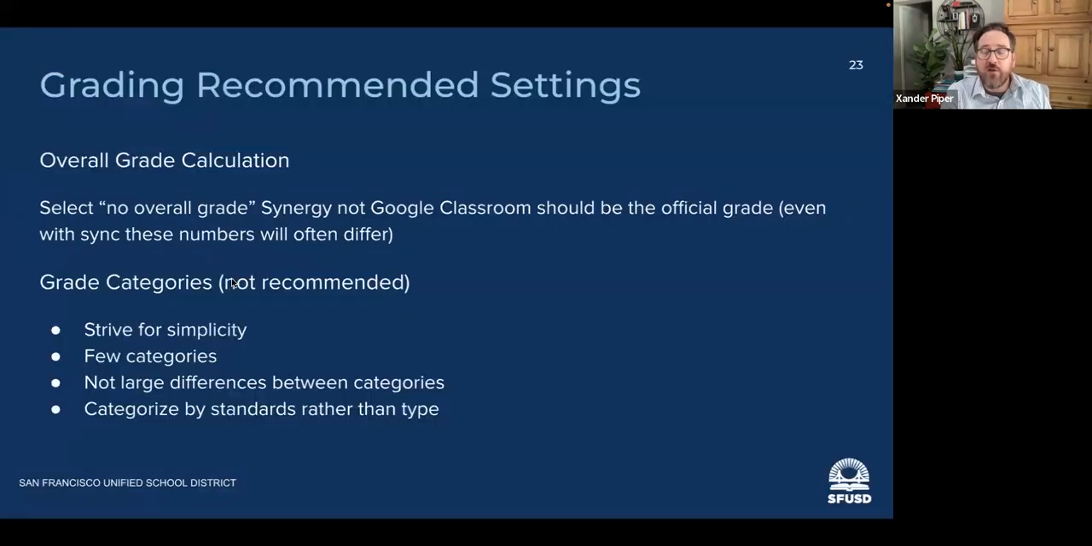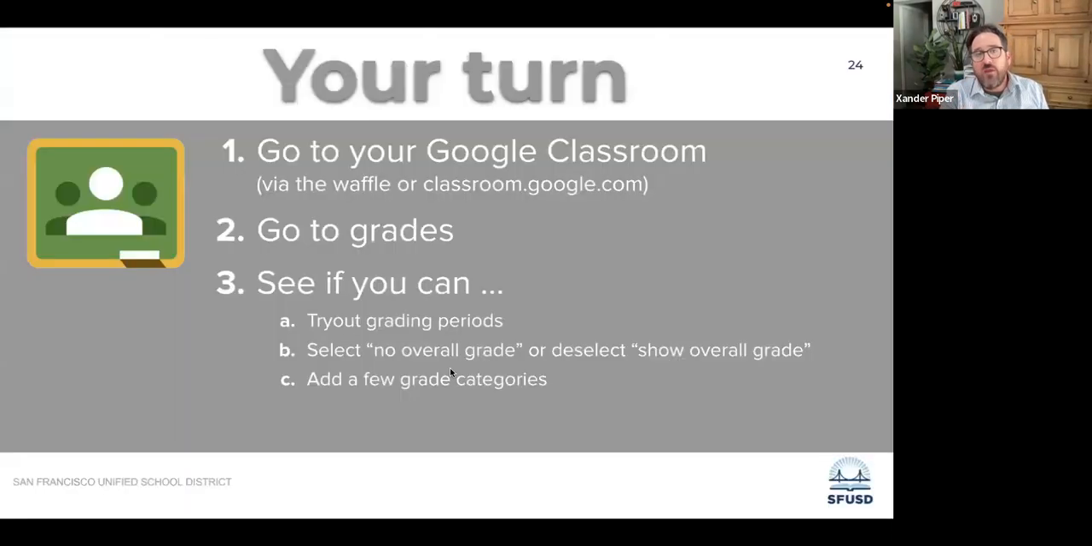Okay, and so just as a reminder, our grading recommended settings are no overall grade. And if you are going to do grade categories, which is not recommended, strive for simplicity, make as few categories as possible so it's not confusing. Not large differences between categories. This is one of the ones we see where someone's like, well, I'm going to do 90% of my grade be tests and quizzes and 10% of my grade be homework. And then you have students who are trying to do so much homework and it won't raise their grade and they can't understand why. Try and avoid those kinds of things is the recommendation from the district. And if you are going to categorize, think about categorizing by standards rather than type.